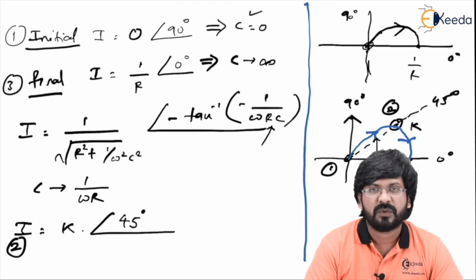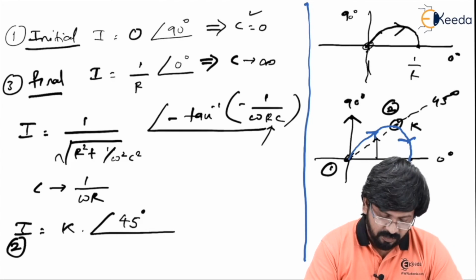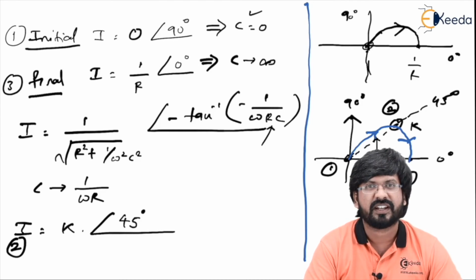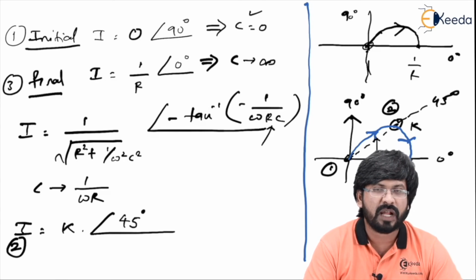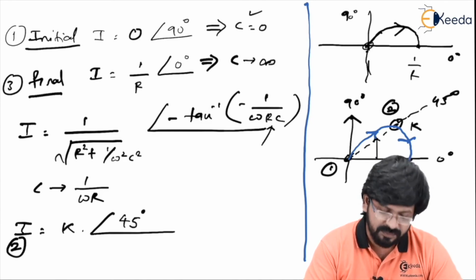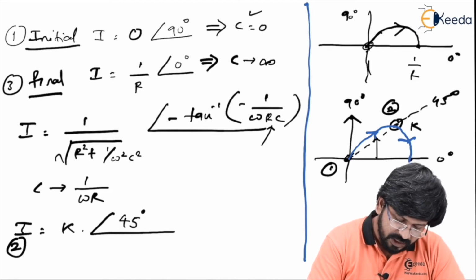But let me tell you, from the GATE point of view, it is very impractical to go this way, right? So I'll give you one shortcut. You have to remember this. This is applicable to the polar plot that you do in control systems also. You got only the initial value and final value.